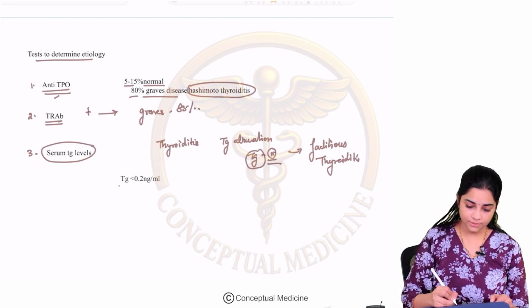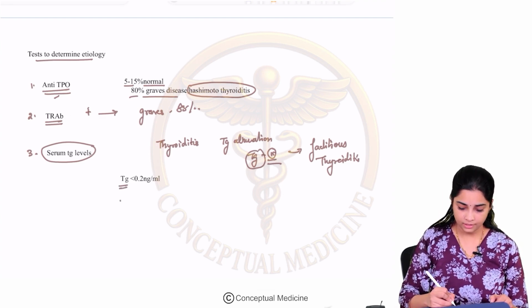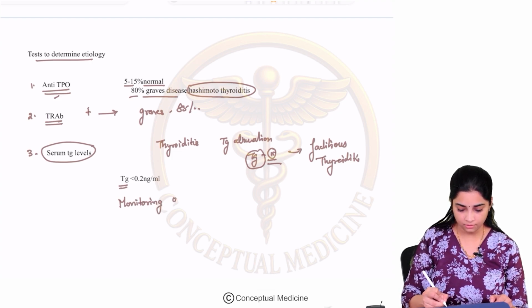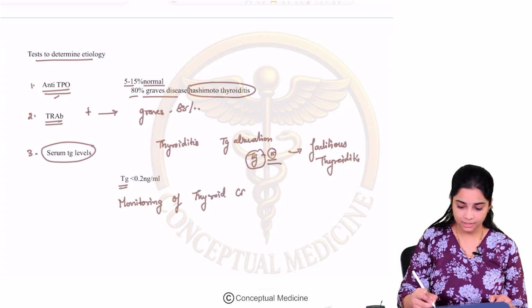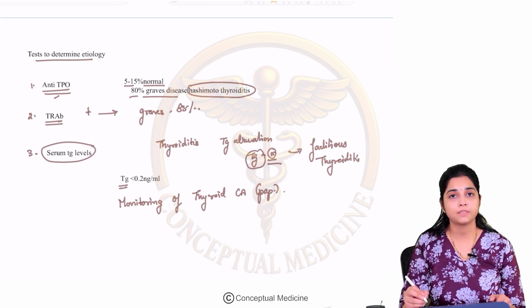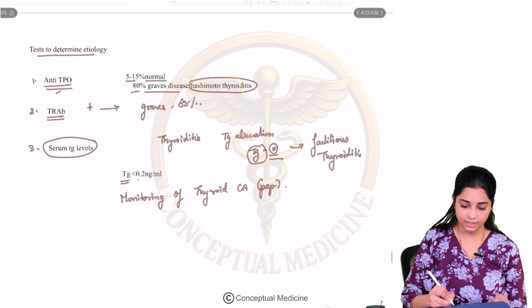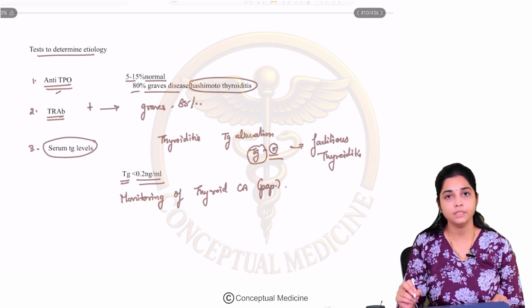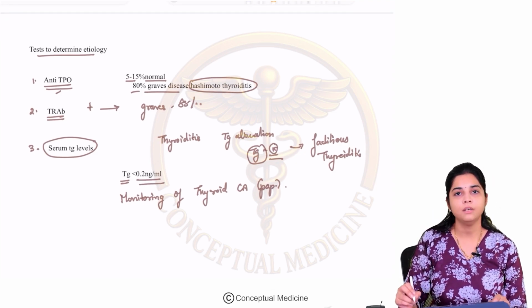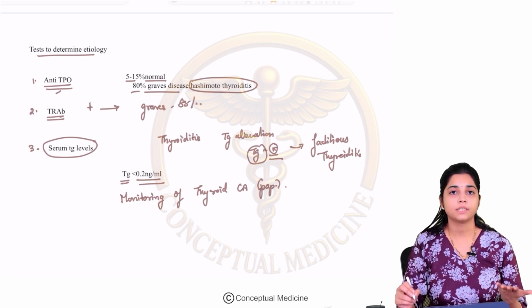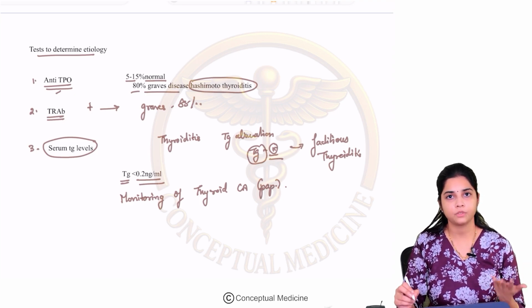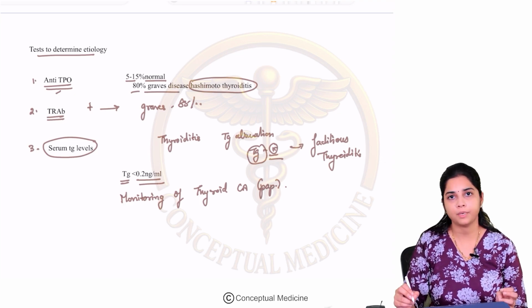The other use of thyroglobulin is in the monitoring of thyroid cancer, especially papillary carcinoma, after surgery. You monitor the thyroglobulin levels, and the target is thyroglobulin less than 0.2 nanogram per ml to ensure that there is no recurrence of papillary carcinoma. So it is used in monitoring for papillary carcinoma.